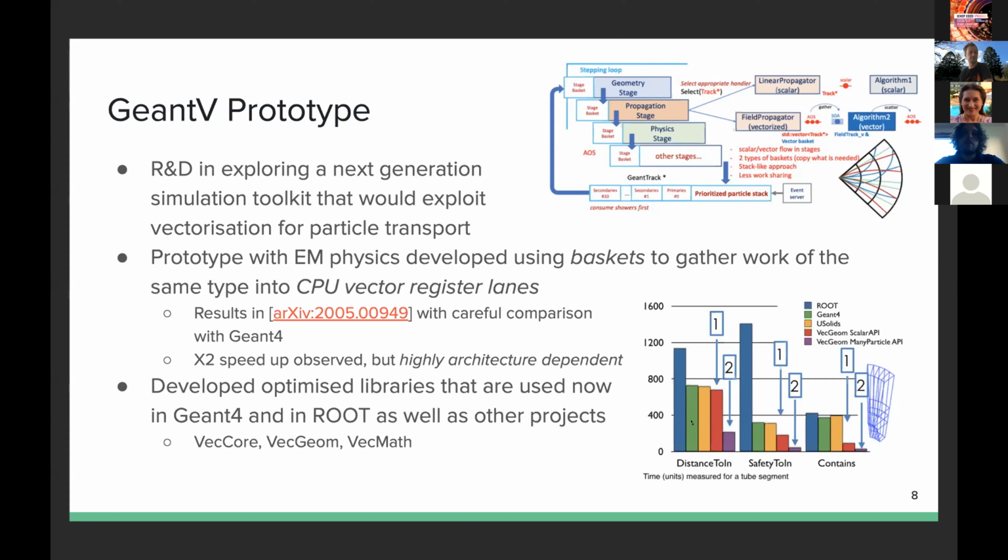But the Géant V prototype actually already delivered improvements into the current Géant 4 code by developing libraries which were more optimized for modern hardware. So these were the VecCore, VecGeom, and VecMath libraries. And let me just remind you that things like VecGeom were actually able to deliver very substantial increases in the geometry performance that we would get inside of simulation. So these were very worthwhile improvements which were made.